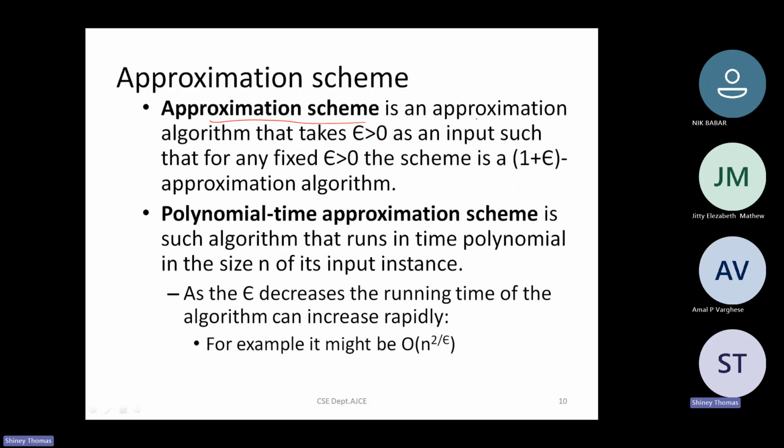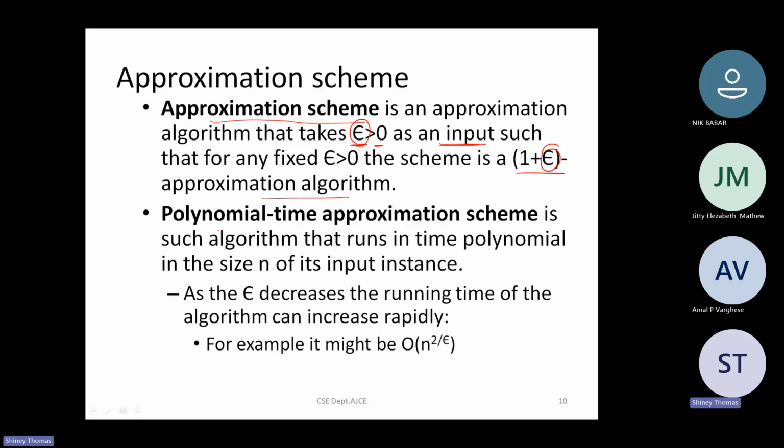The approximation scheme is an approximation algorithm that takes a constant, epsilon, as well. It takes a special value, epsilon, that is greater than 0. So if you have an input along with the value epsilon, then the scheme is called a 1 plus epsilon approximation algorithm. The smaller the value of epsilon becomes, the better your approximation will be. That is the basic aim here. Because we are adding something to 1, the smaller value contributes to a better approximation algorithm. This is known as an approximation scheme.